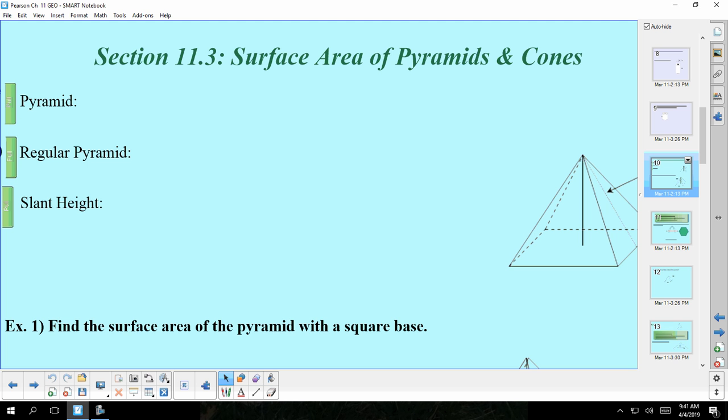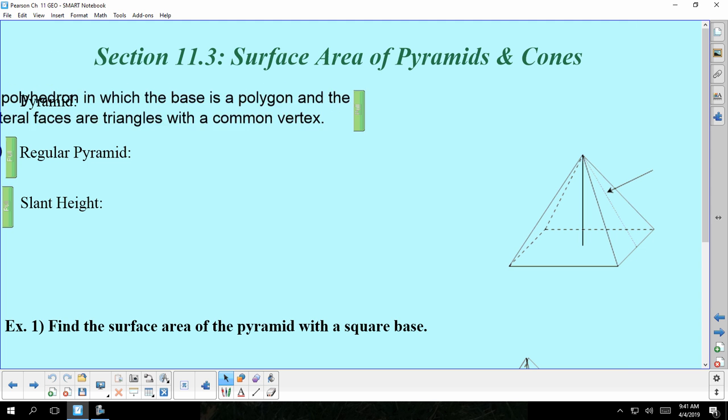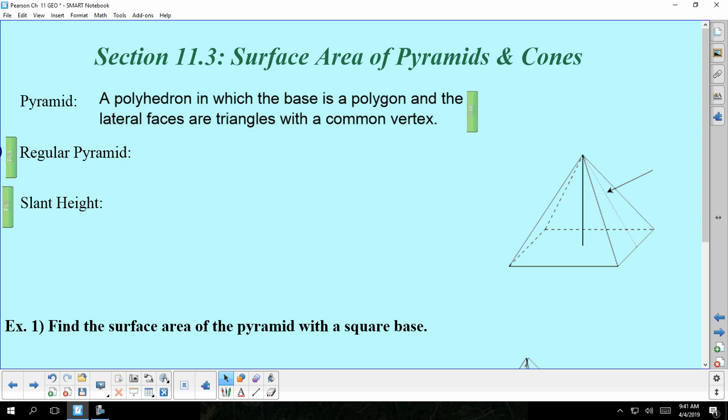So a pyramid is a polyhedron in which the base is a polygon and the lateral faces are triangles with a common vertex. So we could have all sorts of different kinds of pyramids. The only requirement is, well, the faces are triangles. They meet at the top.